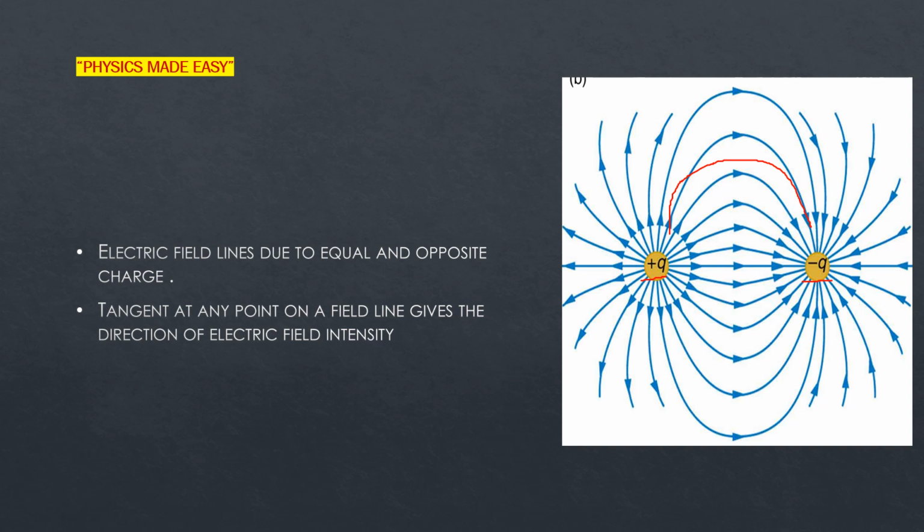And the tangent at any point on the field line, for example, if I draw the tangent at this point, then this tangent gives the direction of the electric field intensity at that point.